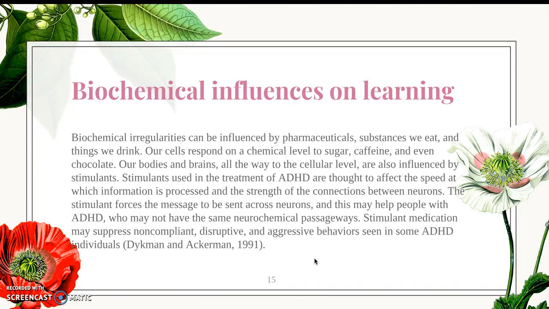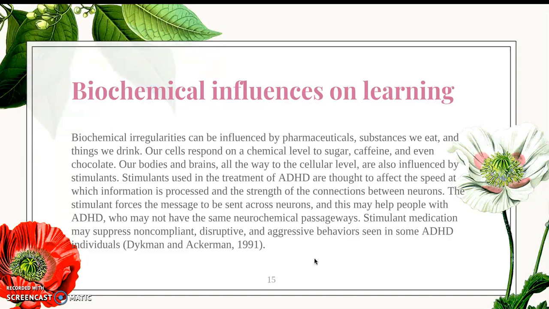Biochemical influences on learning. Biochemical irregularities can be influenced by pharmaceuticals, substances we eat, and things we drink. Our cells respond on a chemical level to sugar, caffeine, and even chocolate. Our bodies and brains, all the way to the cellular level, are also influenced by stimulants.